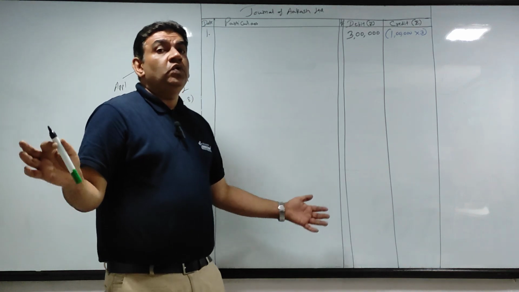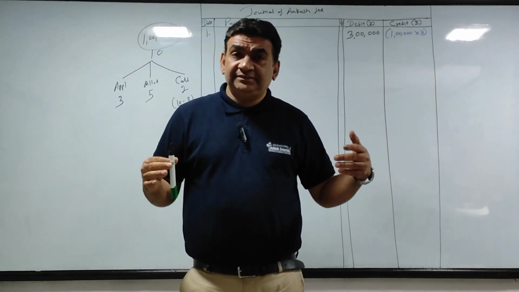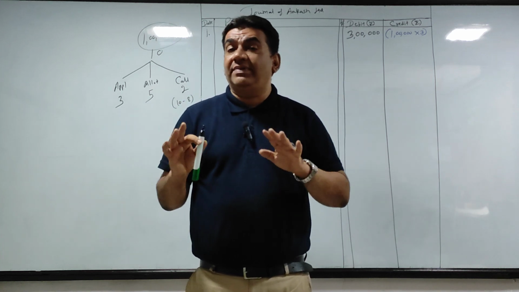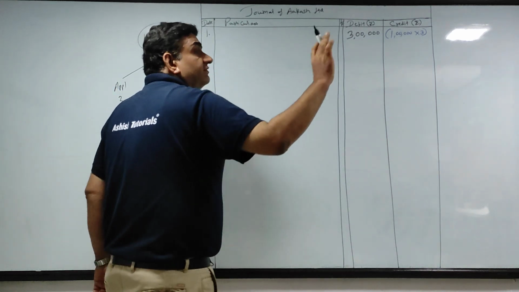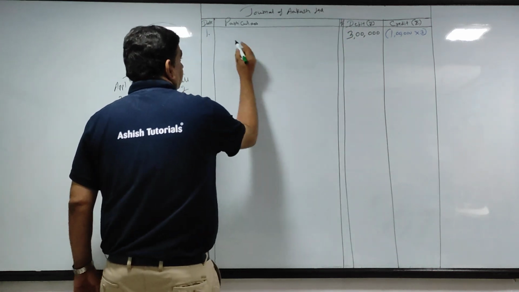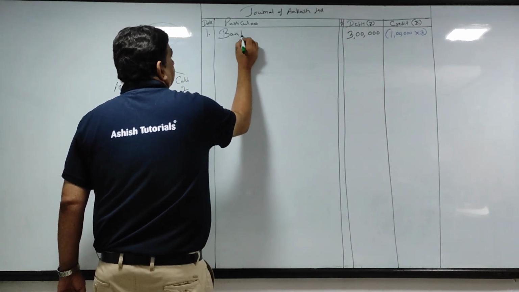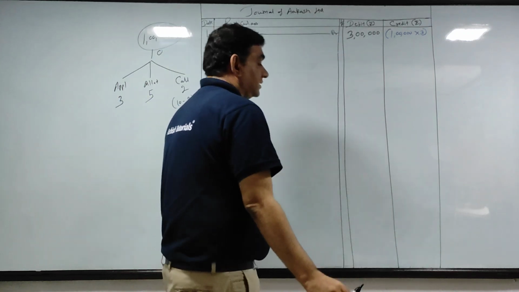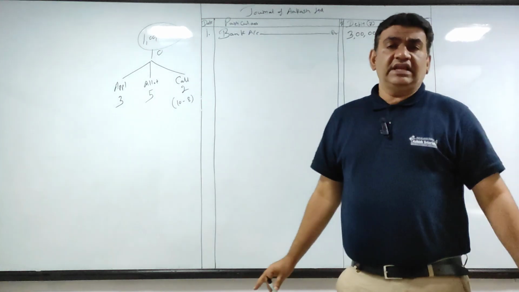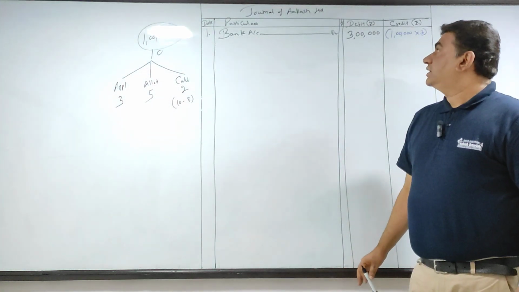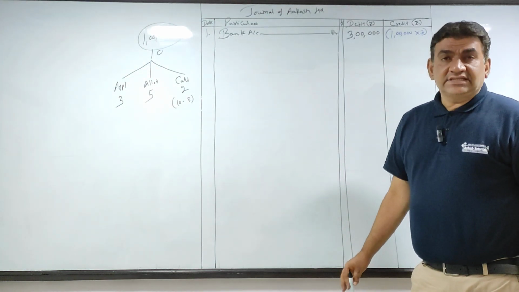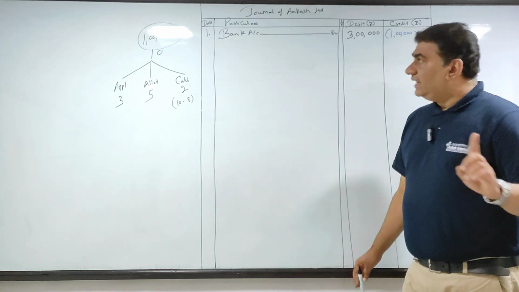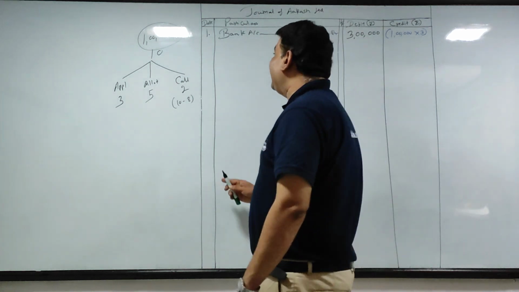What I told you: money comes in, debit cash or bank; money goes out, credit cash or bank. But for share transactions the company will deal through cheque only, through the bank account. So money is coming in, therefore you will debit bank account. Understand, I'm doing it very logically. So bank account debit 3 lakhs. Got it, guys? Now the question is, which account do I credit?